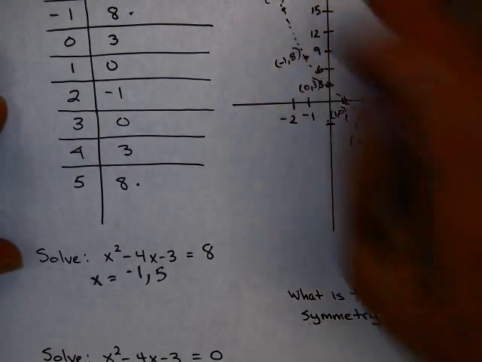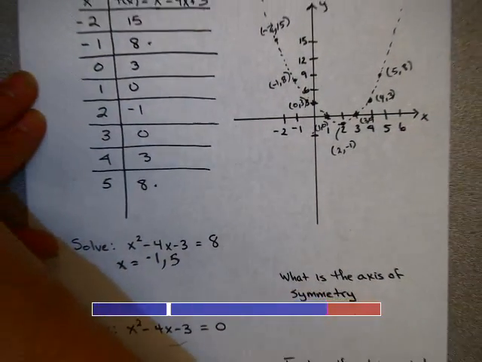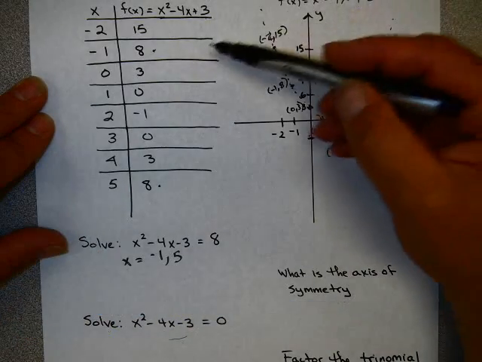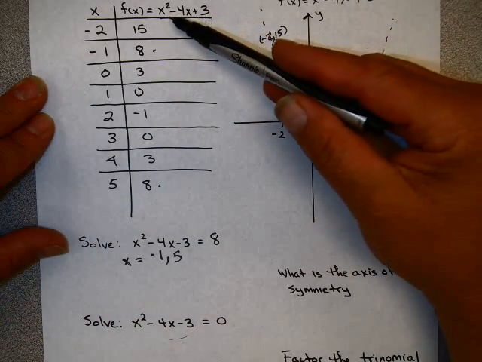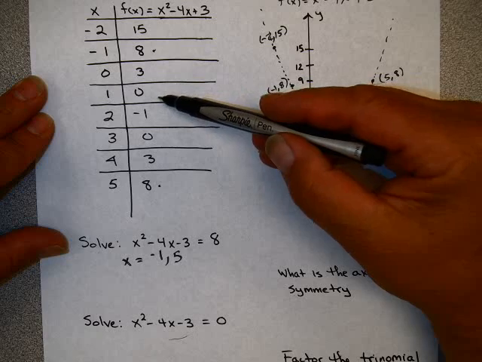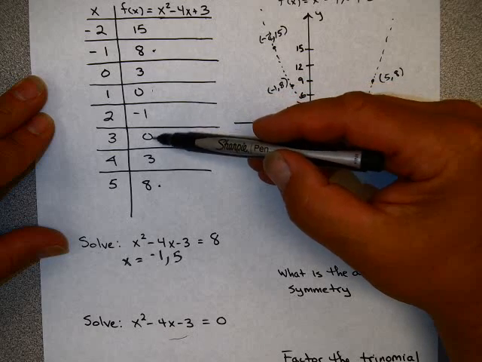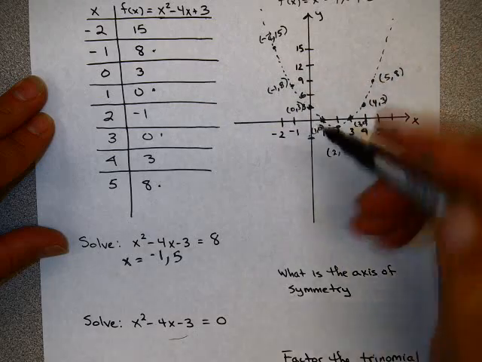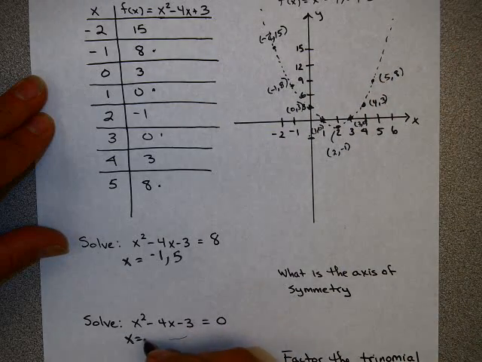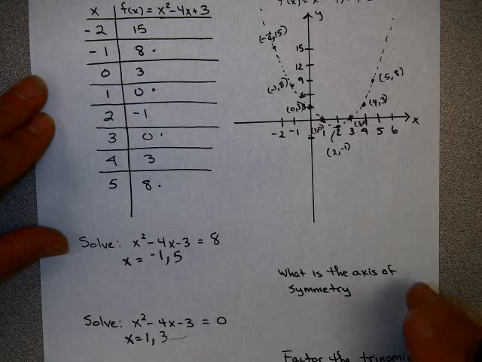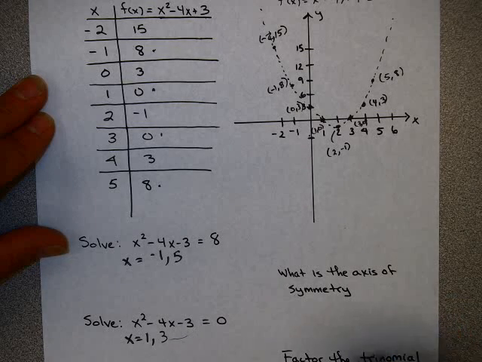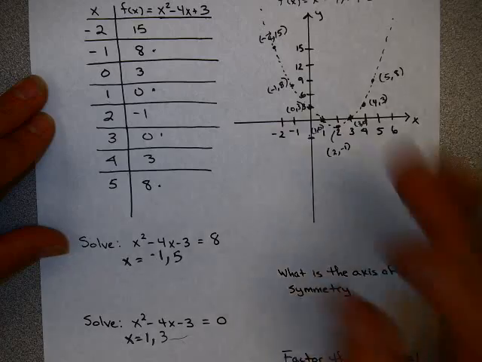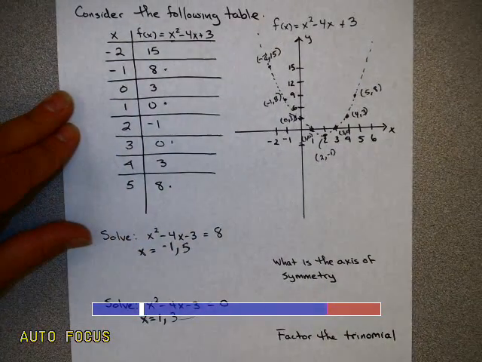How about x squared minus 4x plus 3 equals 0? Again, this function right here is f of x. So if I take a look at my table, and I look where x squared minus 4x plus 3 equals 0, that happens here and here. And that happens when x equals 1 and x equals 3.